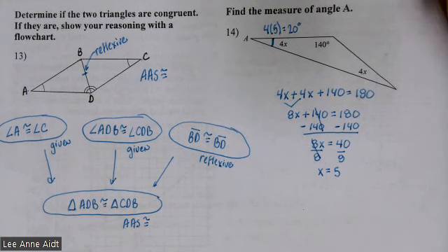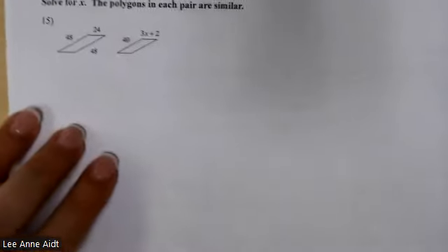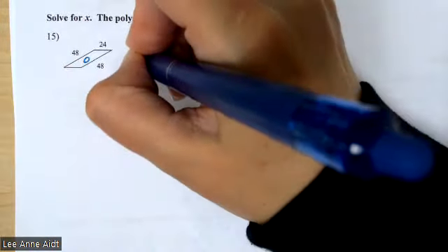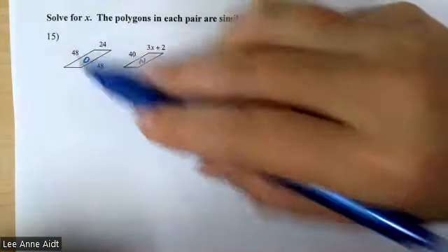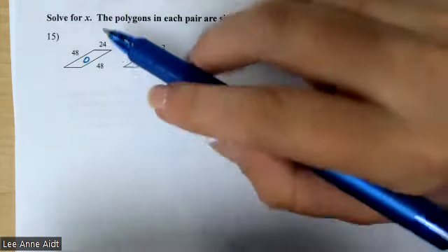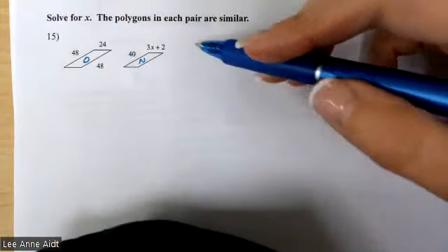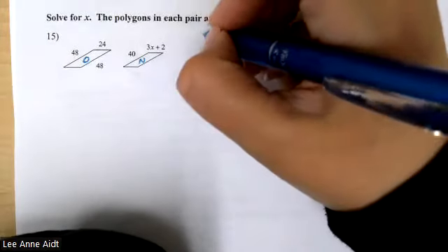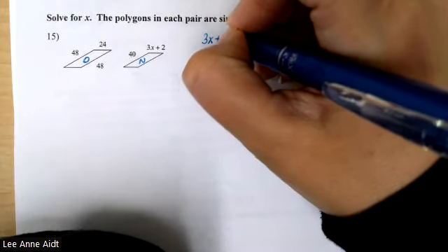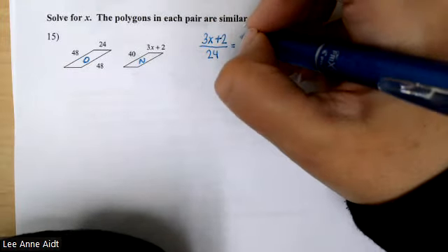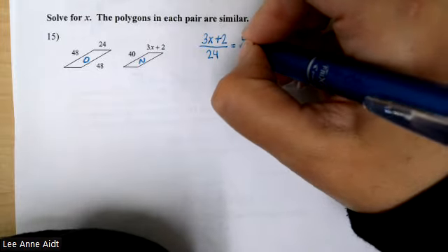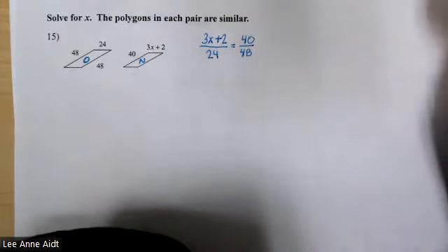All right, we have one more problem. This one is similar polygons. I'm gonna say this is the original and this is the new. The only reason is because this is closer to the problem number, so I figured that was printed first, so it's the original. I don't know. It doesn't matter. Okay, but anyway, so new over original equals new over original.